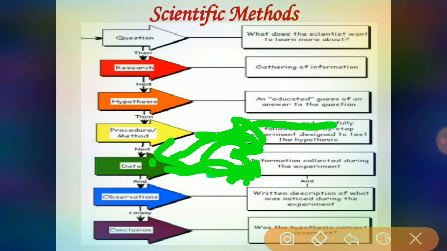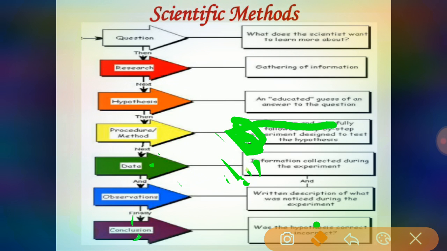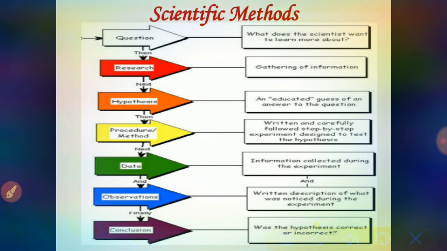After the experiment, the researcher can perform the observation, a written description of what was noticed during the experiment. During or after the experiment, the researcher observes and records what was noticed, and at last concludes the topic: was the hypothesis correct or incorrect? Whatever the researcher has collected shows the relationship between the two variables, and the hypothesis was either correct or incorrect.